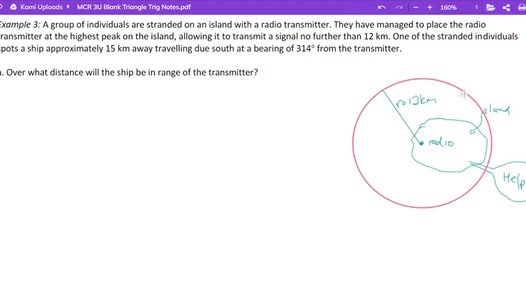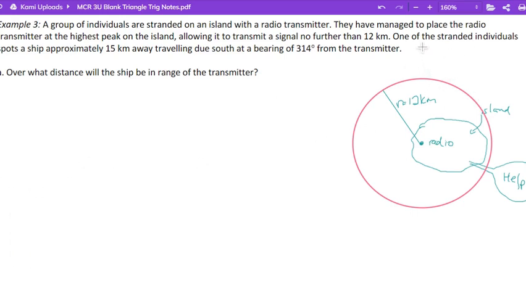Okay, a circle, we've dealt with this before. And then the really fun part. One of the stranded individuals spots a ship approximately 15 kilometers away, traveling due south at a bearing of 314 from the transmitter. Oh boy, oh boy. All right.